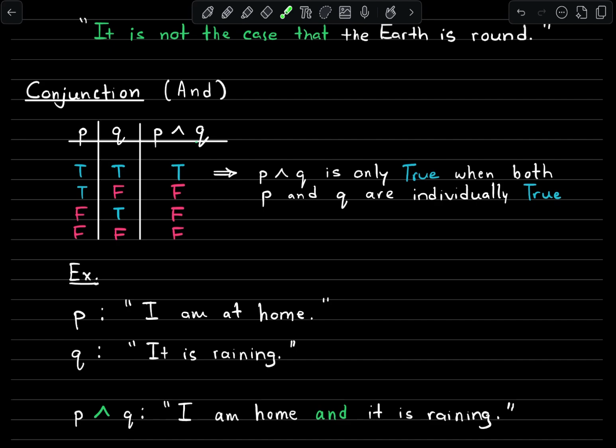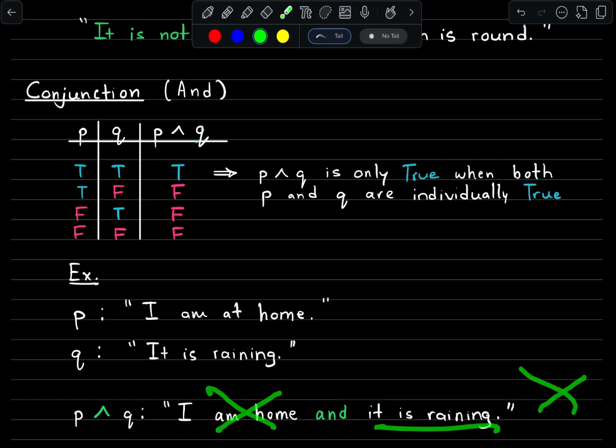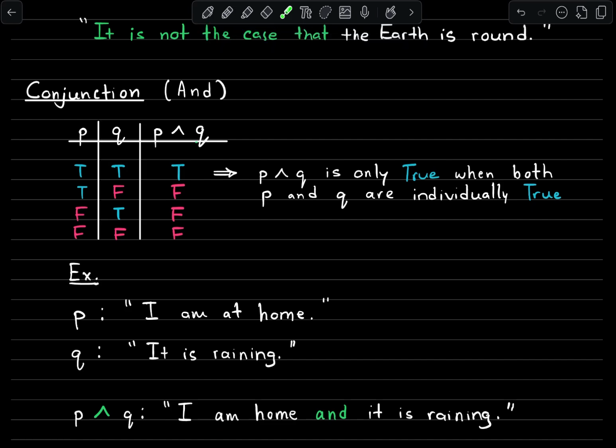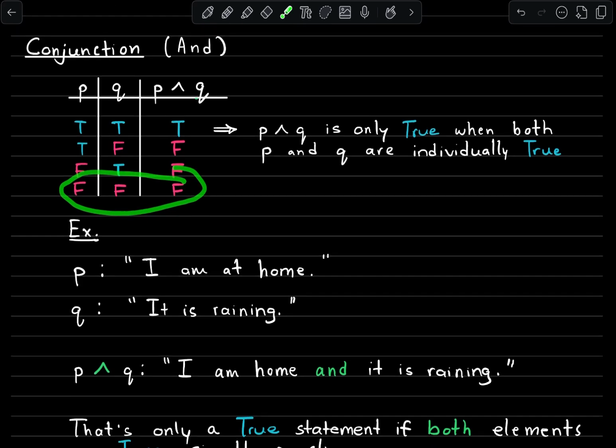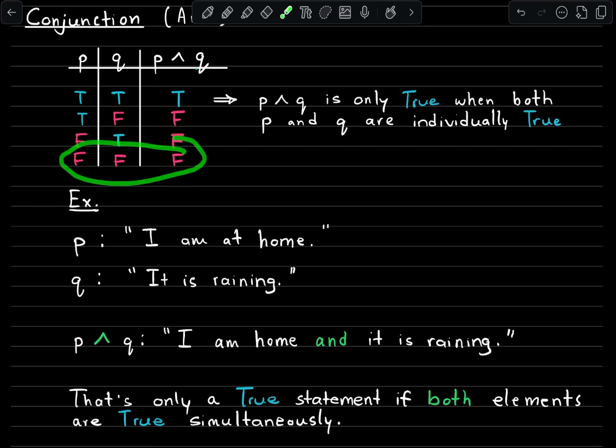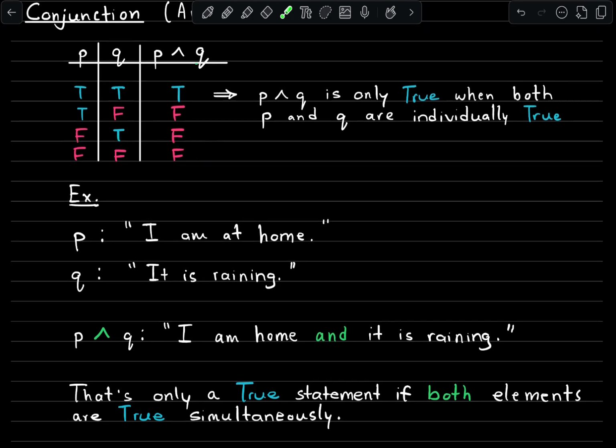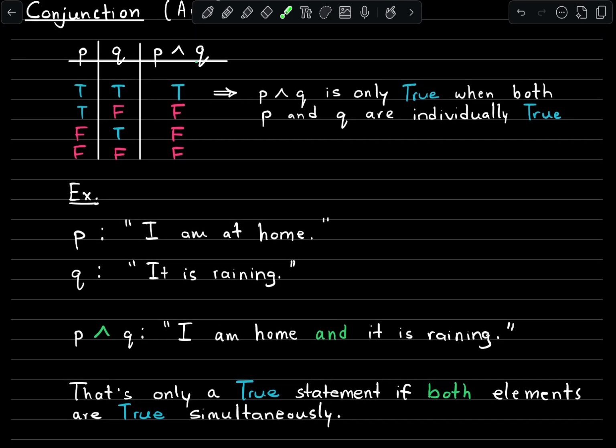So if you think about this in context of the truth table, this is only a true statement if you're both at home and it's raining outside. Right? If you're not at home but it's raining, this is still a false statement. If you are at home but it's not raining, it's a false statement. And if you're neither home nor is it raining, then certainly it's a false statement. That will be our last case here. Okay? So this is only a true statement if both elements are true simultaneously. That's the conjunction.